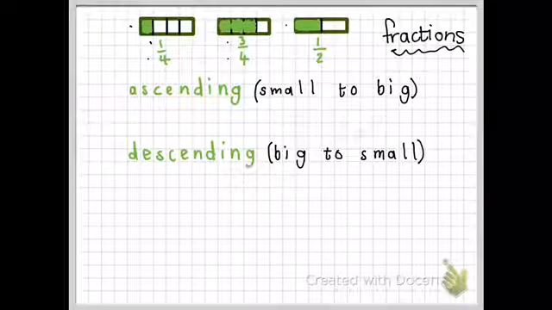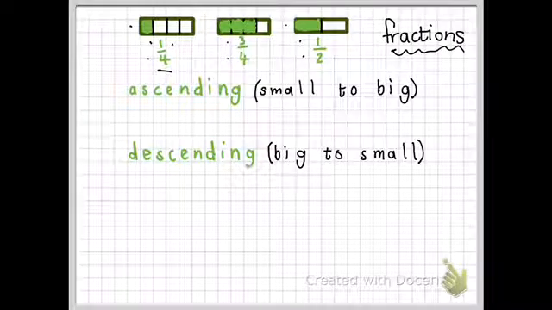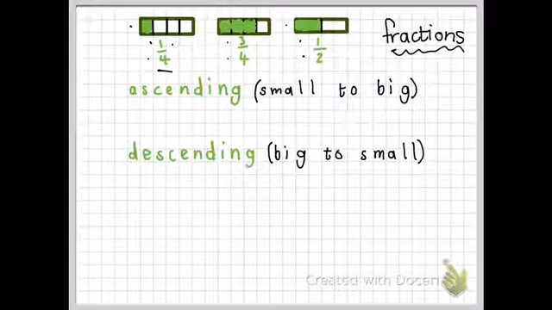And then in the last one we have a half, so it's cut into 2 pieces, and how many of the 2 do we have? We have 1 piece. So whenever you write fractions in numbers, the amount that it's cut into goes at the bottom, then you draw a line and you write the number that's being used or colored in at the top. So 1 quarter, 3 quarters, and a half.